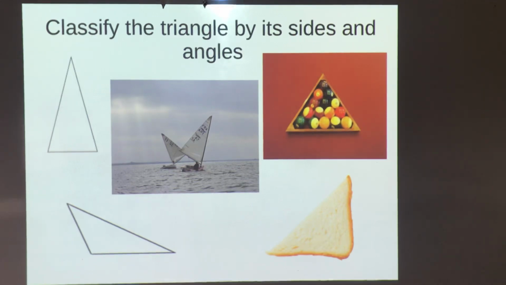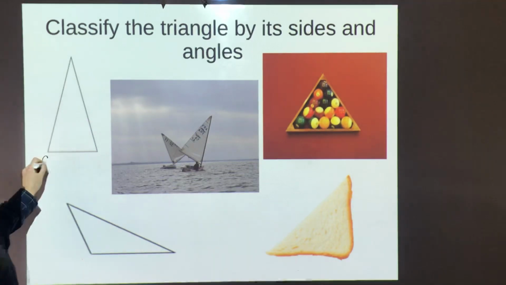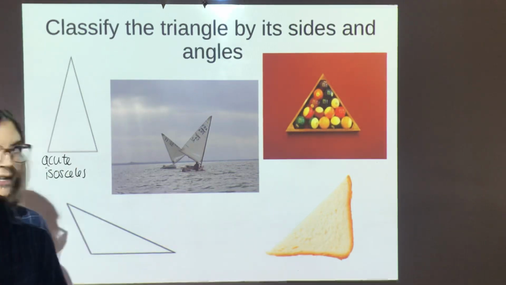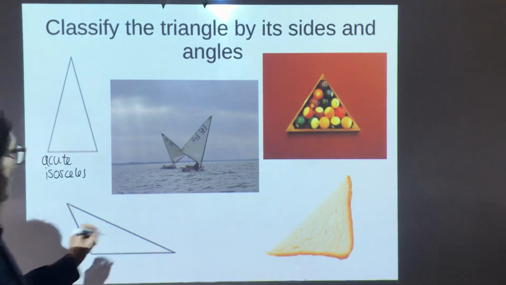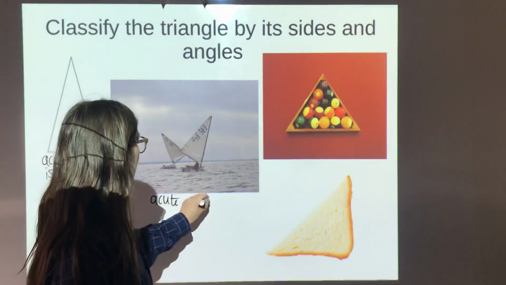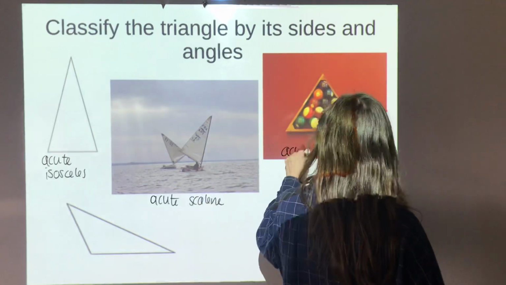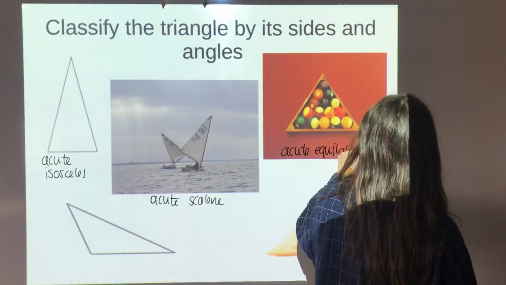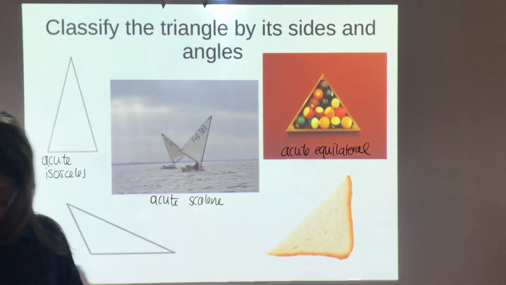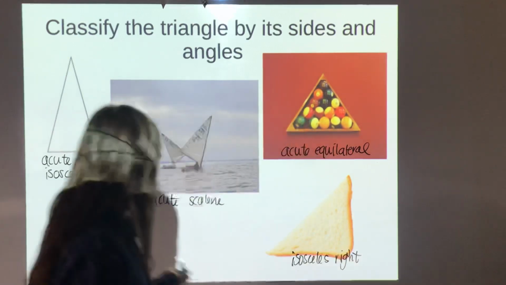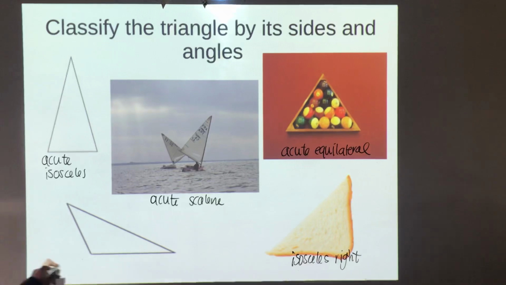So our first one is an acute isosceles. You could say acute and isosceles or isosceles acute, whatever. Middle one is an acute scalene. The billiard balls are acute equilateral. The piece of bread, isosceles right. And last one is a scalene obtuse.